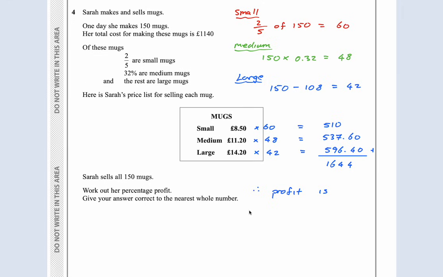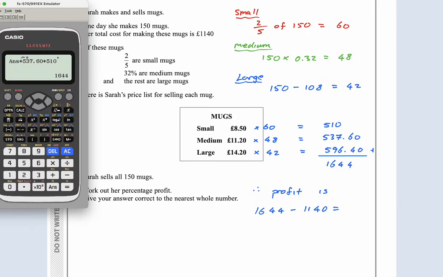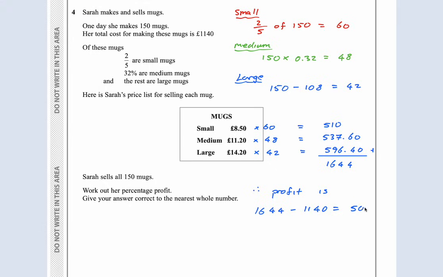Okay, therefore her profit is this, the total amount of money that she takes in, minus the cost. That's what profit is. It's how much money you take in minus how much money it costs to make the product. So 1644 minus 1140, and we get 504. So her profit is 504.